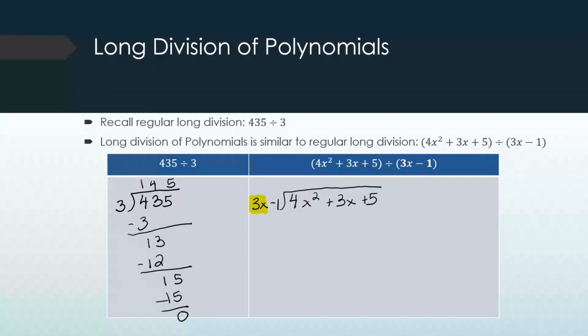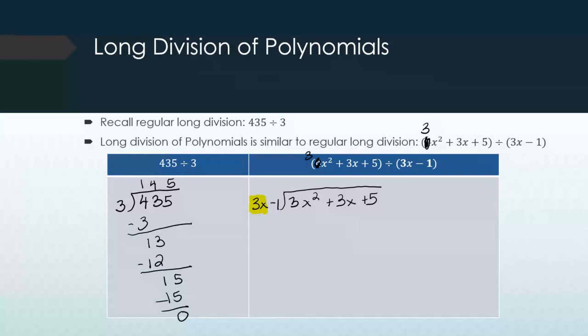I should have put a different number here. This is going to give me fractions. I didn't really consider that. Let me make it easier. Let's put this 3x squared just so I don't have to deal with fractions. I was trying to make a polynomial that was similar to 435. Didn't really think about it. I'm going to get fractions.